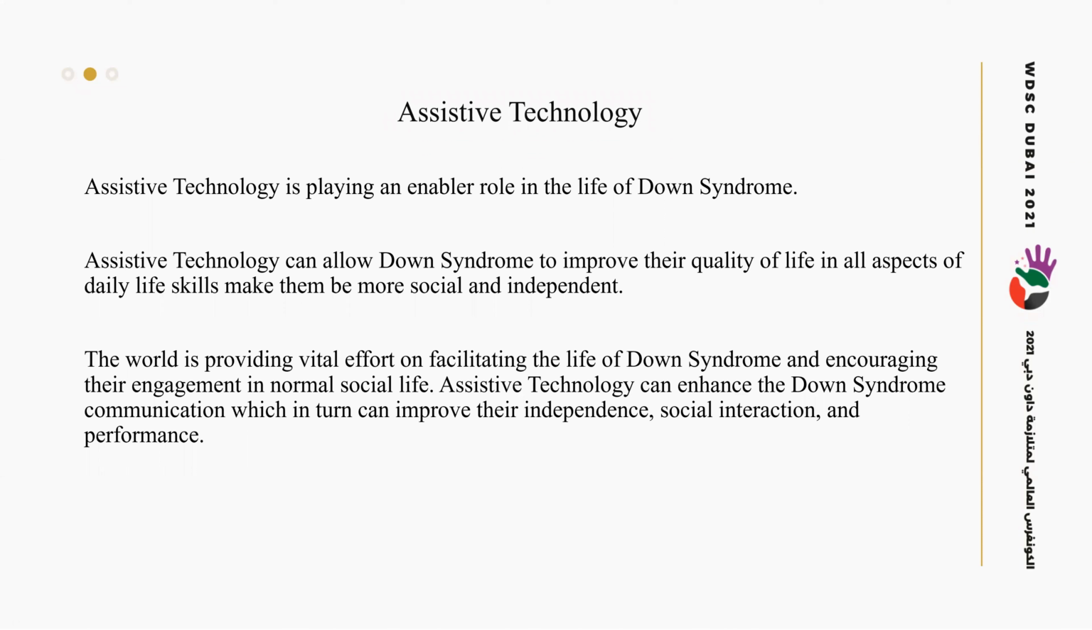Assistive technology can allow Down syndrome to improve their quality of life in all aspects of daily life skills and make them more social and independent. The main goal of using assistive technology with Down syndrome is to make them more independent and more social. And inshallah, we will talk about it in another slide.